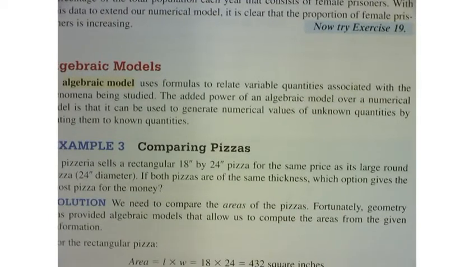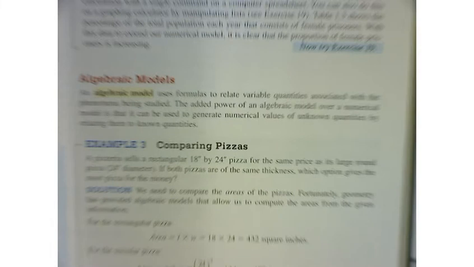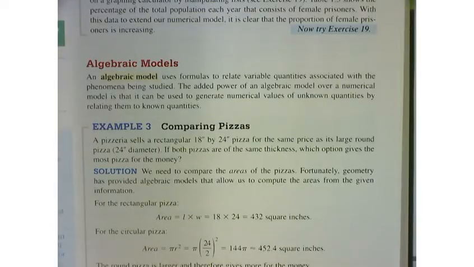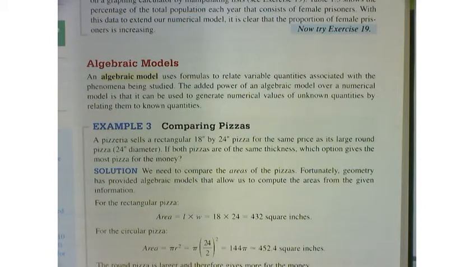So let's zoom in on example number 3 here out of our textbook. Example number 3, we're going to do some algebraic models. So what is an algebraic model? Well, in algebra, we just use letters to replace numbers. X represents a number, and we just don't know what that number is yet, right? So an algebraic model is really a formula that we use, and it has variables, and we study phenomena, and then we make predictions. So for example number 3, we're going to compare pizzas.